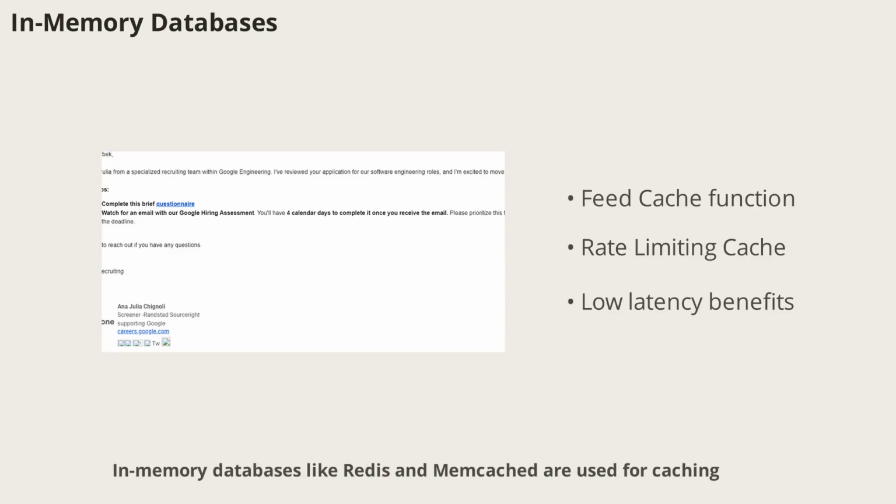Memory databases like Redis and Memcached are used for caching. The feed cache stores prefetched timeline data, enabling fast timeline loading. Rate-limiting cache tracks API calls from each user or IP, preventing abuse and ensuring fair usage. These caches are essential for maintaining low latency and high performance, especially during peak traffic.